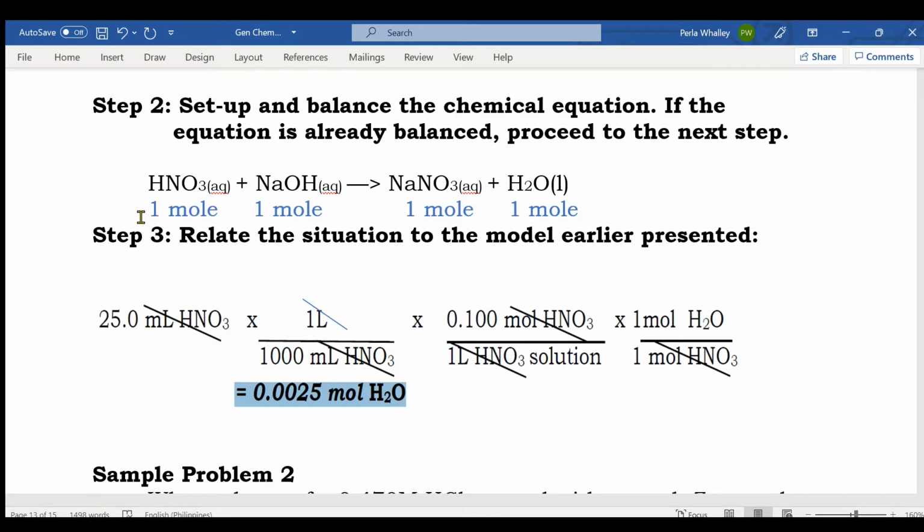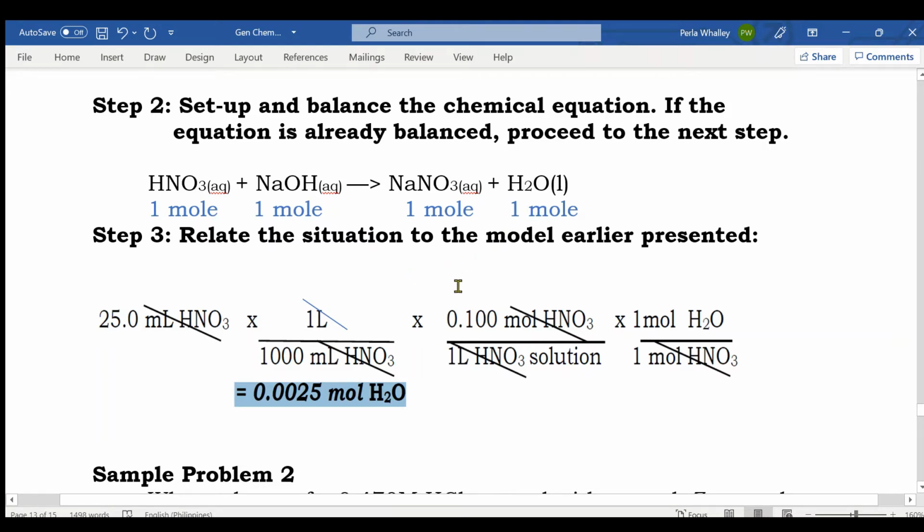We do not need to write coefficients. And remember that if there are no coefficients written before the formula of the compound, it is understood as 1 mole. Okay? 1 mole. So we can read the equation as 1 mole of nitric acid plus 1 mole of sodium hydroxide will form 1 mole of sodium nitrate and 1 mole of water.